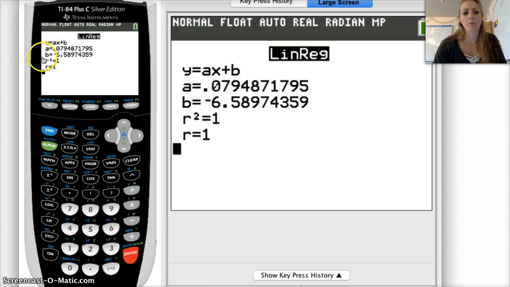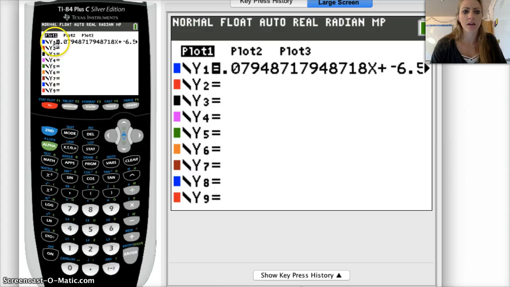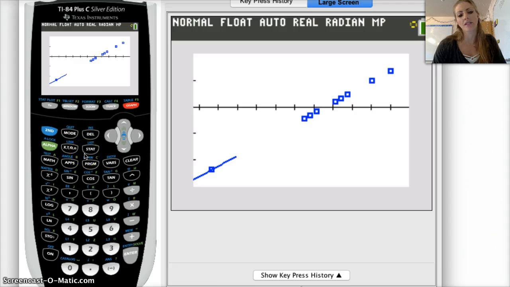So y equals ax plus b, where a is 0.079487, b is negative 6.5897, and then your r value, your correlation coefficient. Just as a refresher, I stored it in y1, so if I go into y equals, my line of best fit is there, and so when I hit graph, it actually graphs the line now. So that's an option that you can do as well.